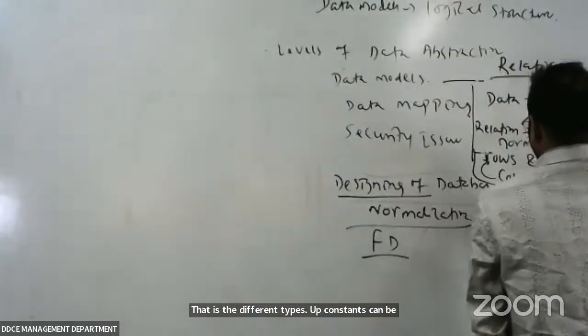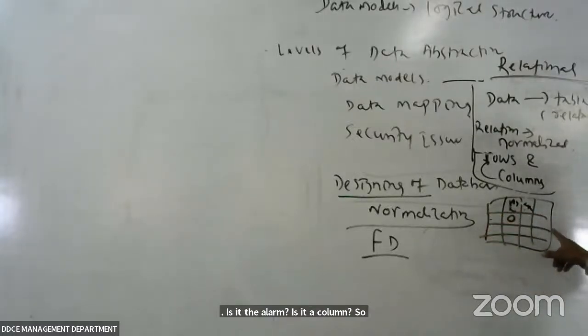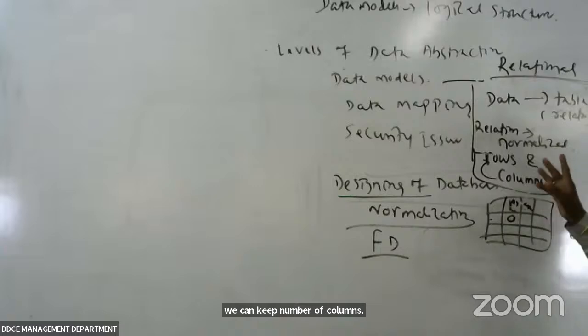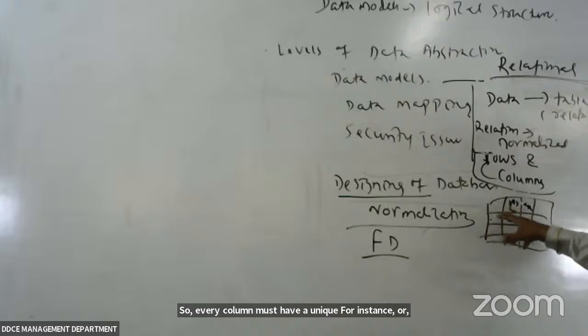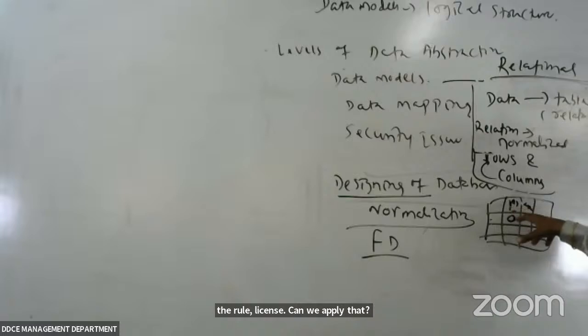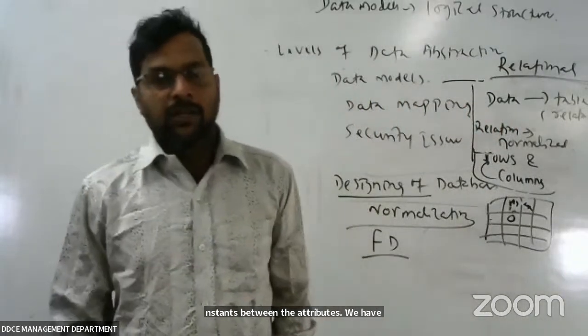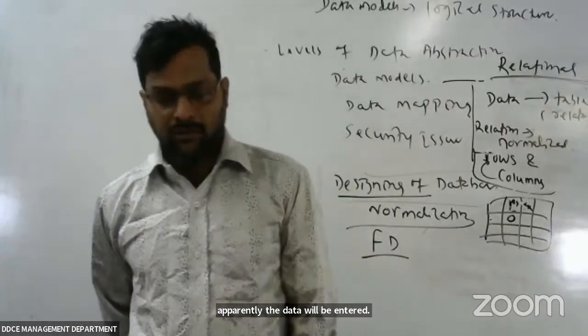This is column 1, this is column 2, this is column 3. In a relation or a table, we can keep a number of columns. Every column can have unique constraints or rules and regulations applied, and accordingly the data is to be filled. We also have to know the behavior of the constraints between the attributes, because accordingly the data will be entered. Otherwise, problematic cases will come.